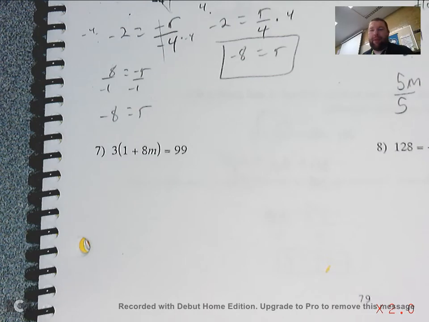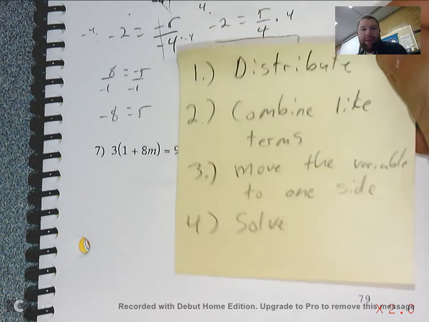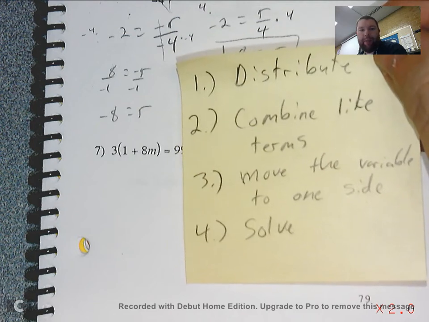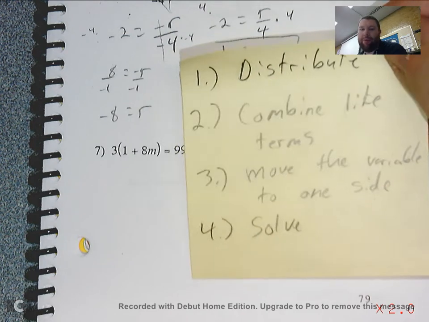Okay, so in this video we're going to go over problems 7 through 10 on your 1.1 test review. These problems are going to focus on distribution. Again, when we're solving multi-step equations, we always distribute first, then look for like terms, and then move the variable to one side and solve.